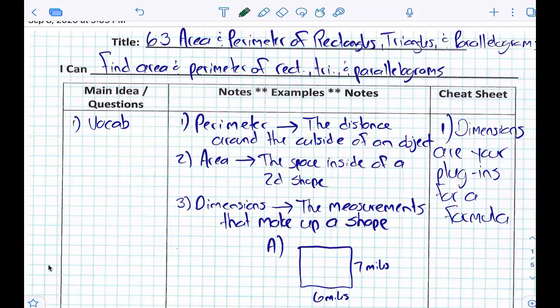Perimeter. It is the distance around. Stop right there. It's the distance around a shape, right? So keyword around. Area would be the space inside of a shape. So perimeter around, area inside, right?